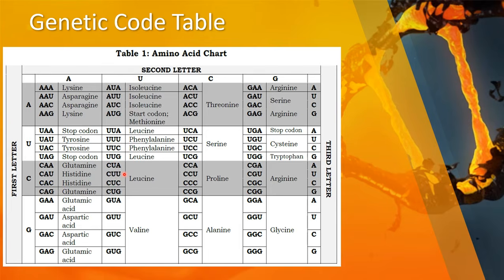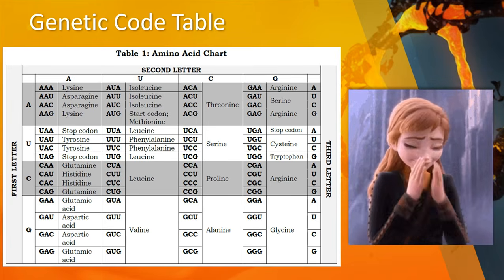Another. So, let us try this one. So, first letter niya is A. And then, second letter niya is C. This one, AC. And then, yung third letter niya ay C. So, every time na makita ka ng codon na ACC, the corresponding amino acid is threonine. So, that is genetic code table.